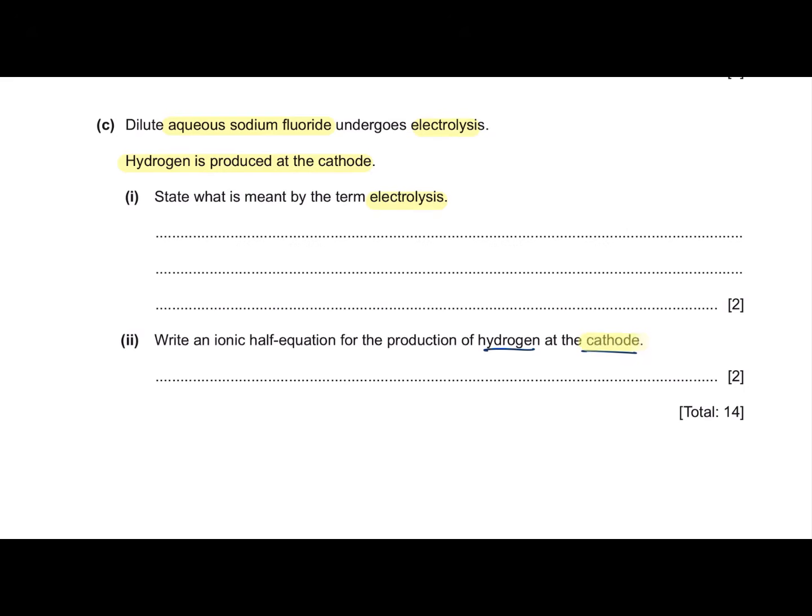Part number 2. Write an ionic half equation for the production of hydrogen at the cathode. Okay, so what occurs at cathode? You can remember it through this mnemonic, red cat. Reduction occurs, right? And as we know through this mnemonic, oil rig, reduction is gain of electrons. And as it's cathode, cations will be attracted to cathode, and as hydrogen is being produced, it's common sense that hydrogen ion will be attracted to cathode and it is going to gain an electron to form hydrogen gas, right?